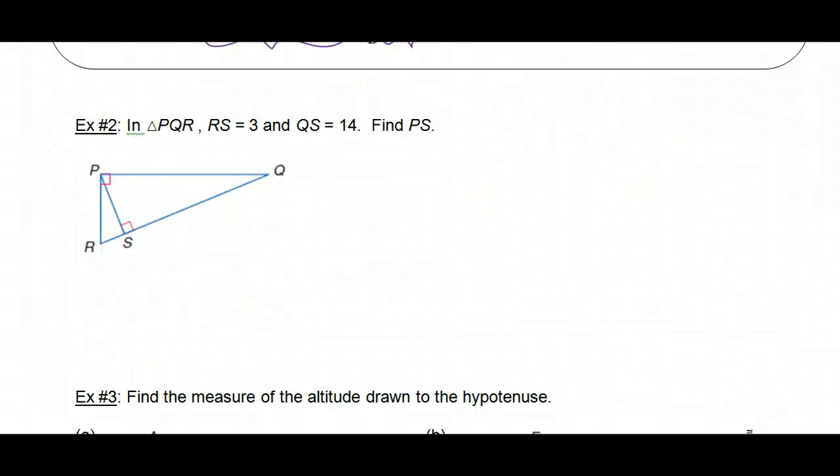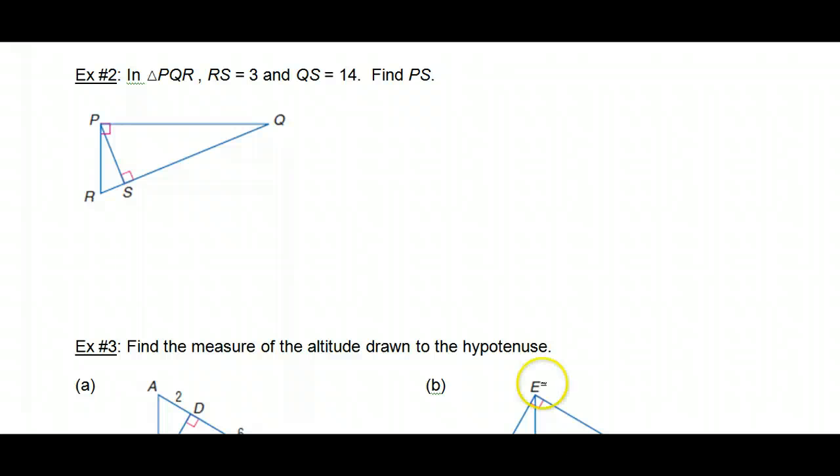Okay, so let's look at this example. In triangle PQR, RS is 3 and QS is 14. So PS, let's say that's x. That's what I'm looking for. So what is the geometric mean? It's the altitude. So the altitude x is the geometric mean between 3 and 14. Does that make sense, how I said that, the proportion?